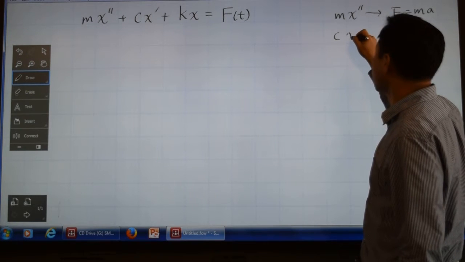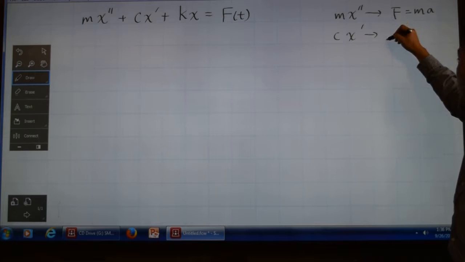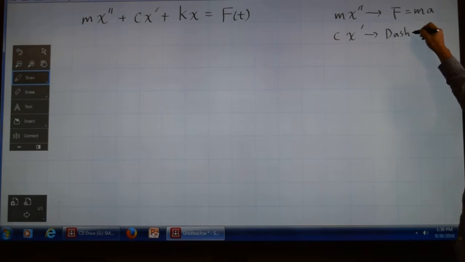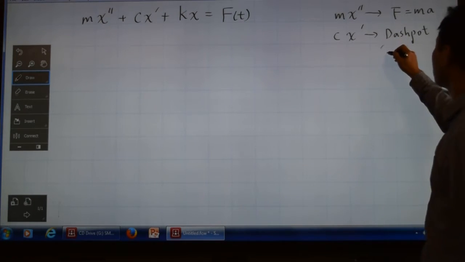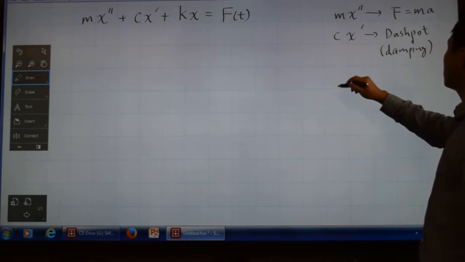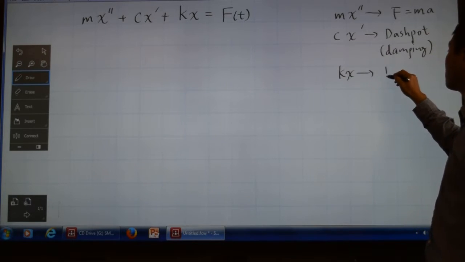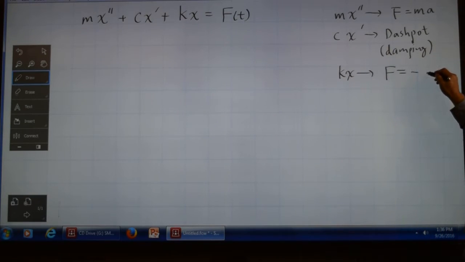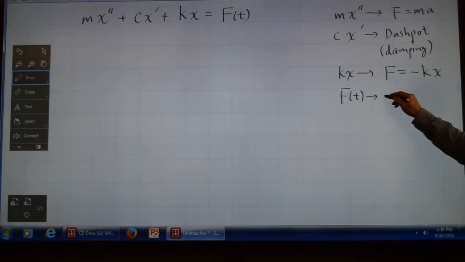Cx prime comes from the dash pot, so it's like friction in the system. So this is basically the damping. And Kx actually comes from Hooke's law, which says F equals negative Kx. And this F(t) is the external force.